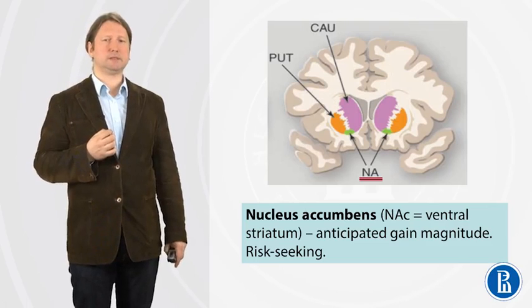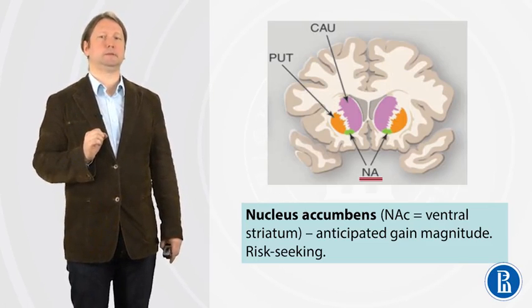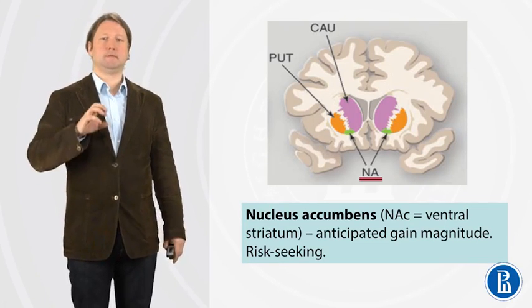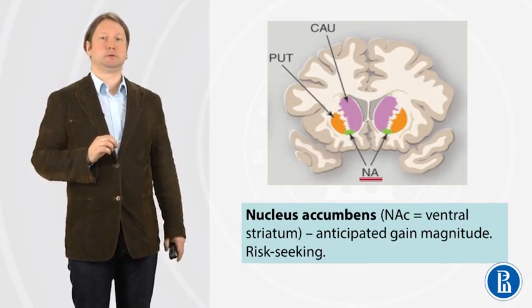So what would happen in your brain when you make a very simple decision? For example, you have an apple on your desk. What would happen in your brain during this decision-making process when you decide to eat this apple or not to eat this apple? Neuroeconomic theory suggests that your nucleus accumbens or ventral striatum will be activated. The activity in this region will encode the anticipated value, the anticipated gain magnitude related to your decision.